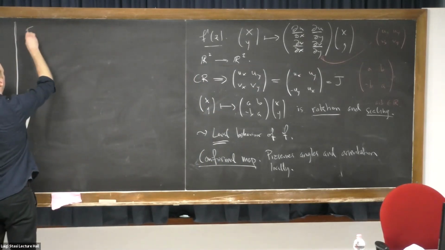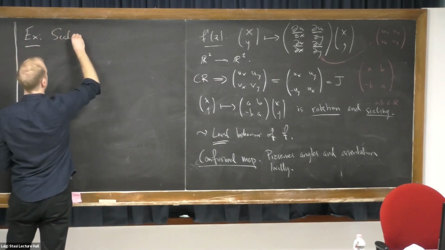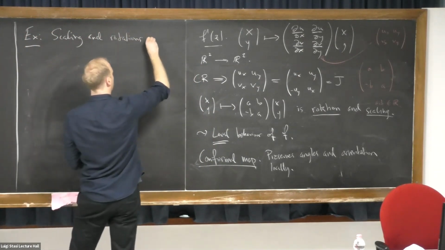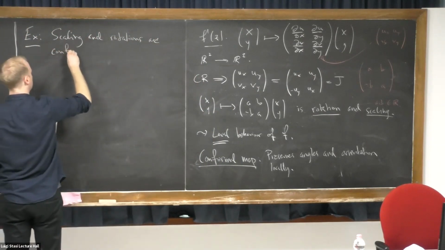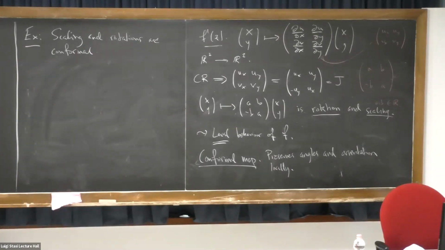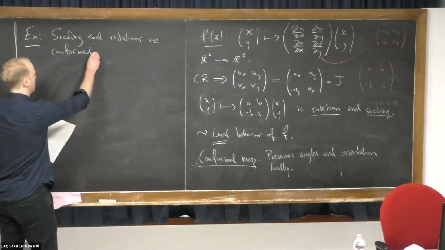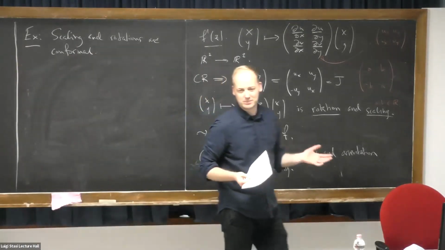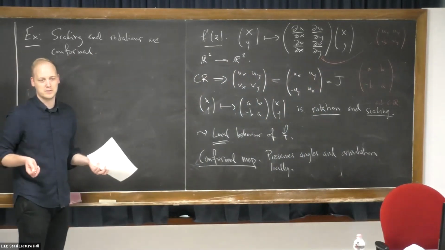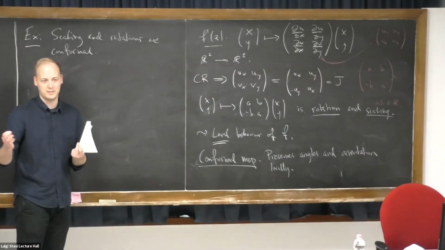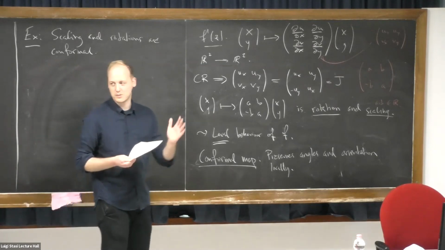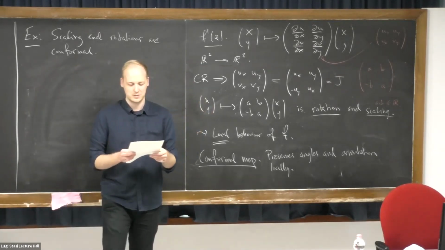Some examples, of course: scalings and rotations are conformal. Can you think of something that's definitely not conformal? There are so many examples, right? If we take our standard example of a non-holomorphic function, f of z equals z plus z bar over 2, then this is, of course, not conformal, because it collapses everything onto the x-axis, so it doesn't preserve angles at all.